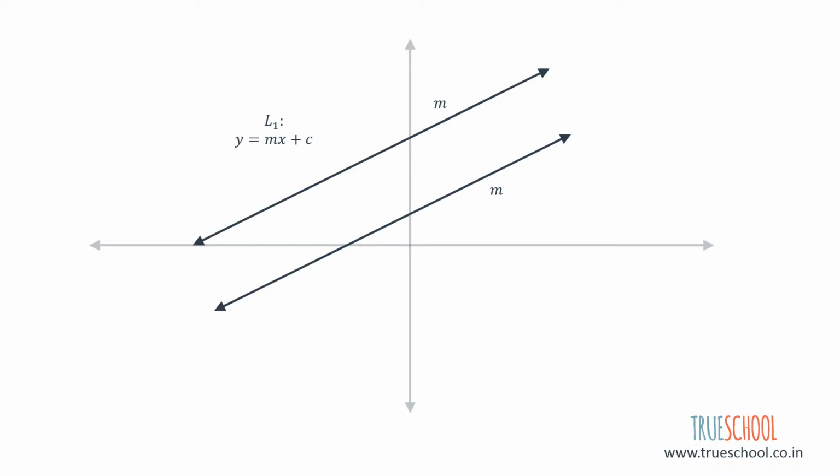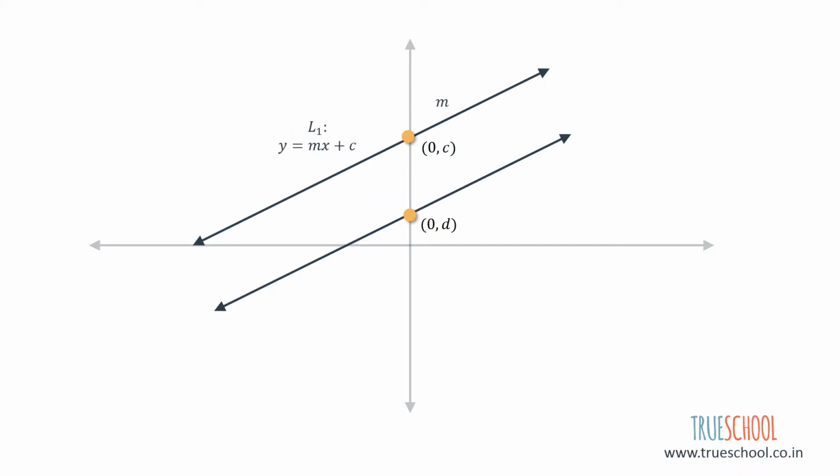This is a very popular form of writing a straight line. In this form, we can clearly see the slope of the line. If the line would have been y equal to 2x plus 3, its slope would have been 2. Additionally, we can also get the y-intercept from this form. This line's y-intercept is c.